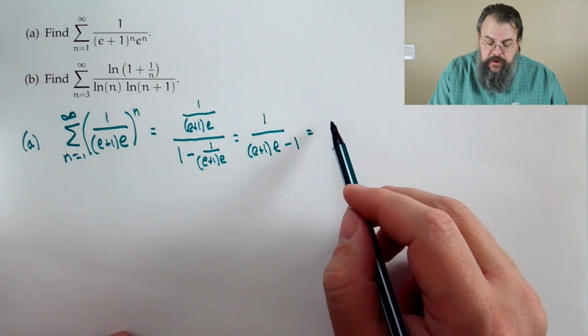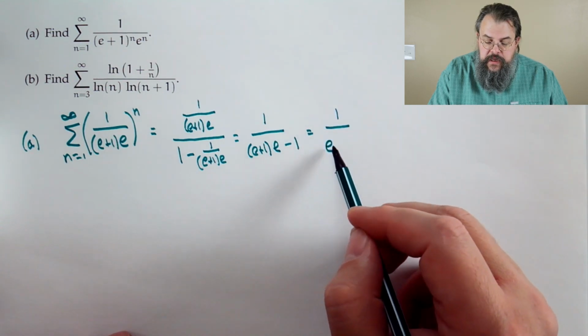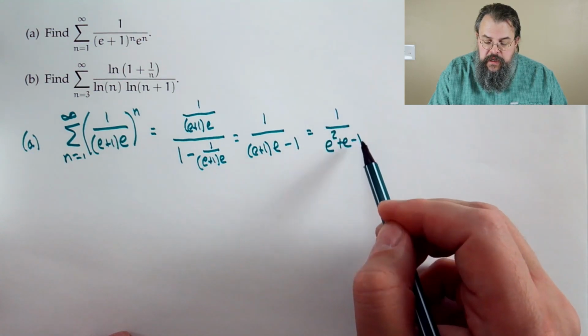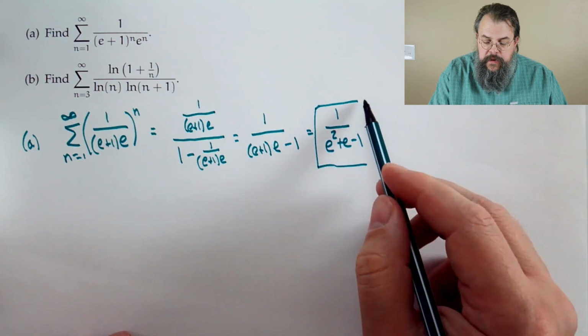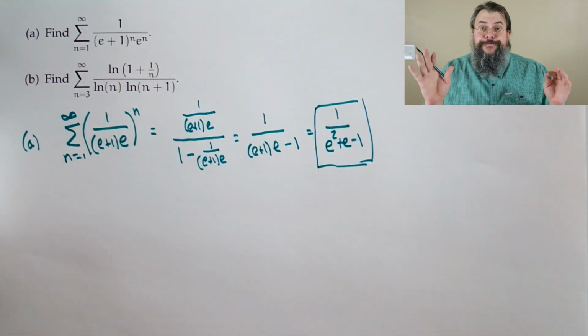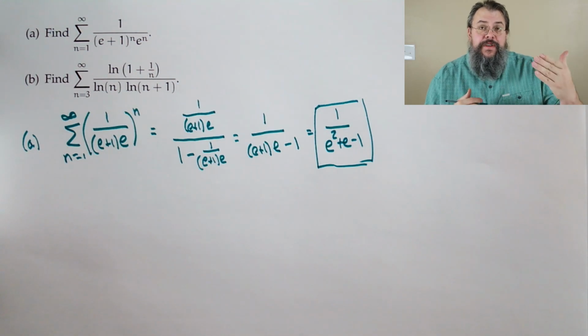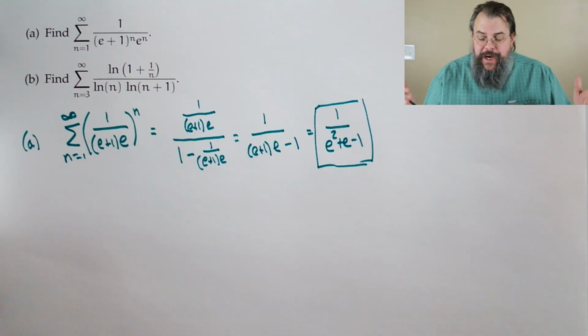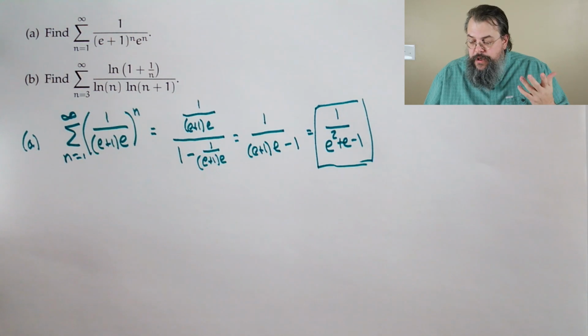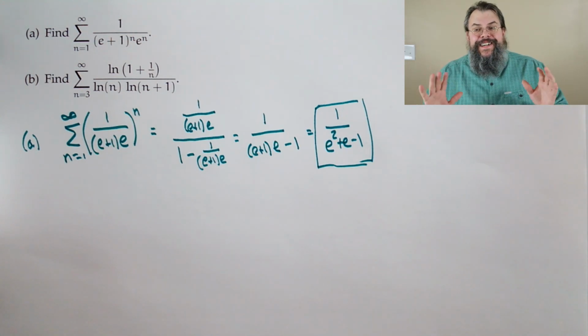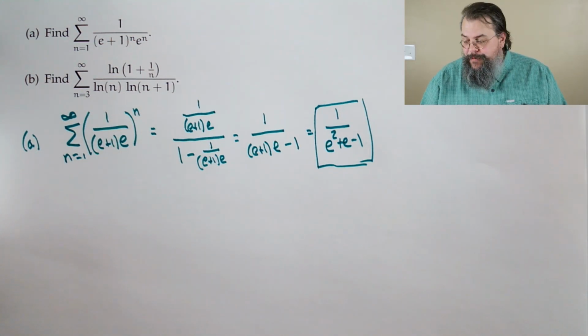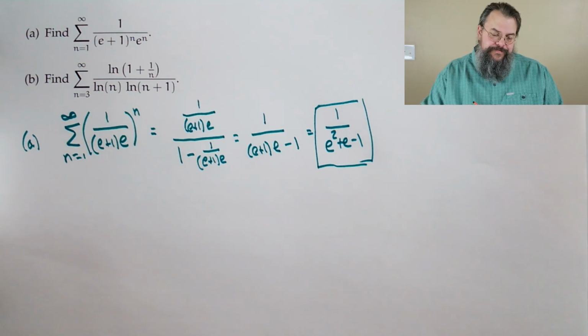So this can be written as 1 over e squared plus e minus 1. And we're done. That's it. So this one was, if you see that it's geometric, no problems. If you think, ooh, maybe it's partial fractions, you'll have some problems because it's not going to work out.